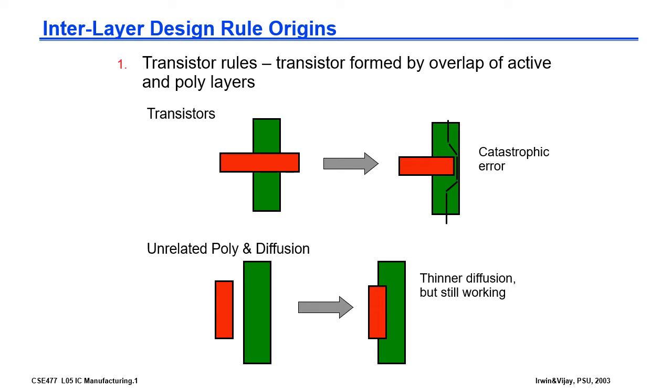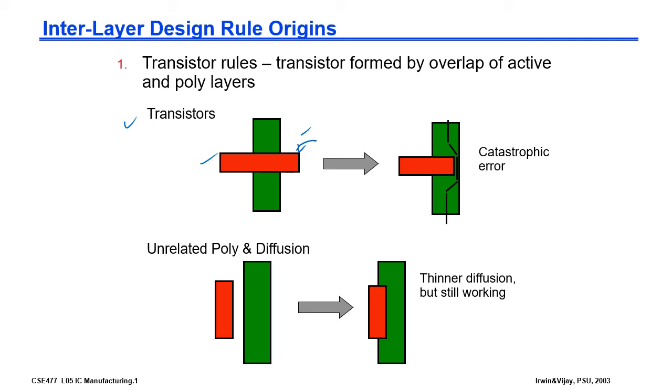Okay, so some of the design rules' origin. There are transistors. If you want to construct a transistor, you can layer or overlap the polysilicon and the diffusion, poly and diffusion. But if you overlap it not in the correct order, it means that this overhang here has to be at least a minimum space.